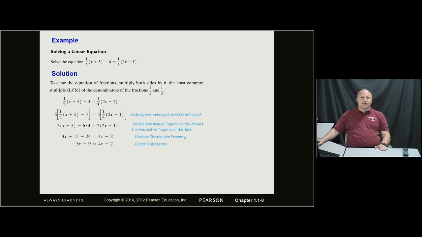Now what are we going to do now? Well, I think we need to get the x's on the same side to isolate the x. So what we're going to do is add 9 to both sides. And you're like, why do you do that?